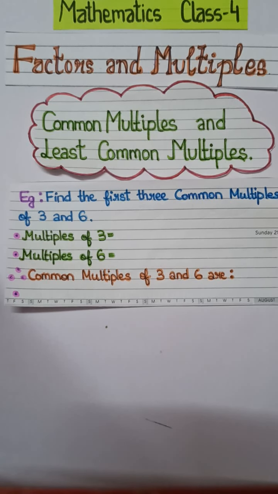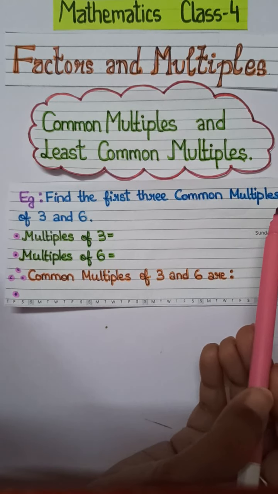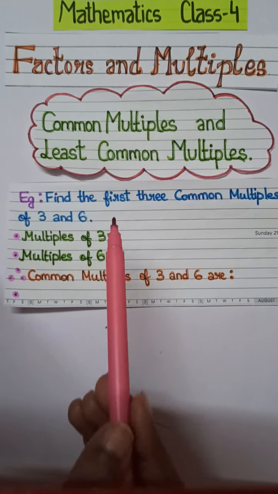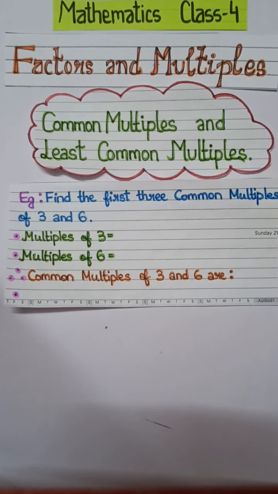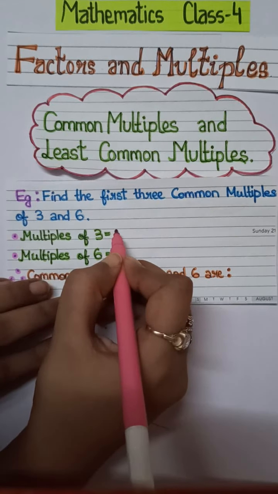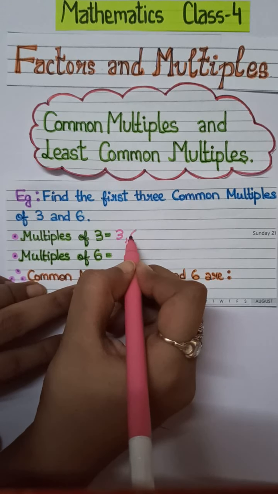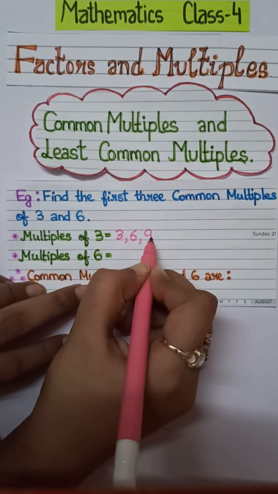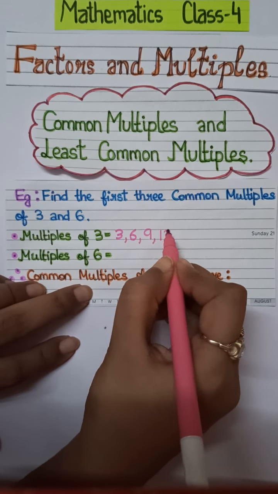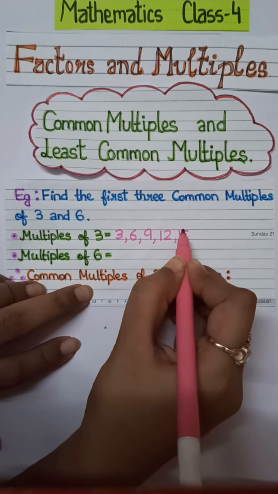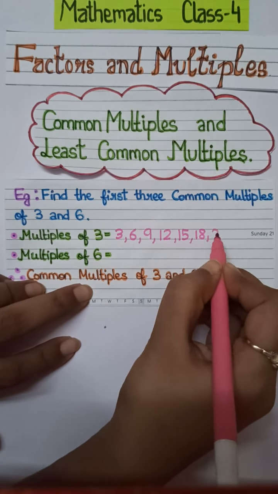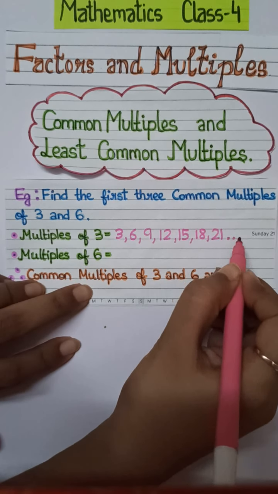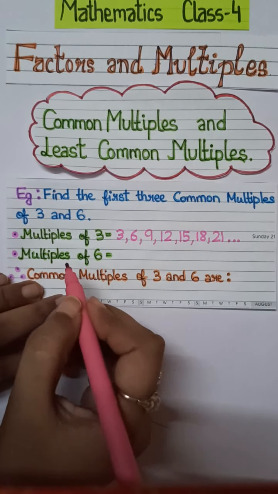Let me show you another example of finding common multiples. Say for example, find the first three common multiples of 3 and 6. For this, we will first write the multiples of 3, mainly 3, 6, 9, 12, 15, 18, 21 and so on.